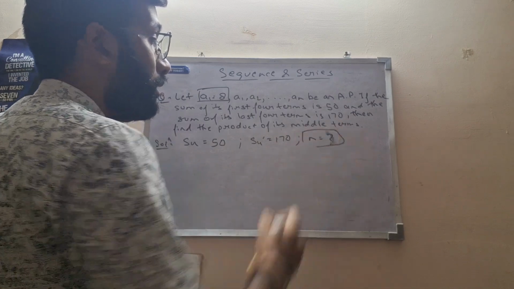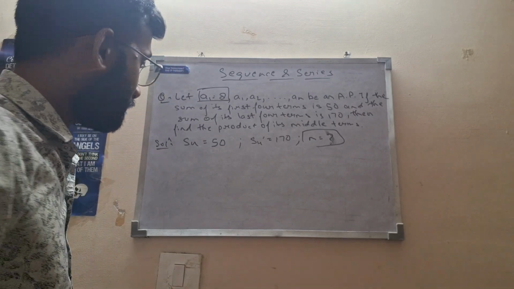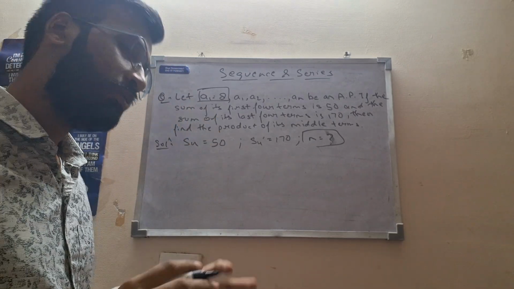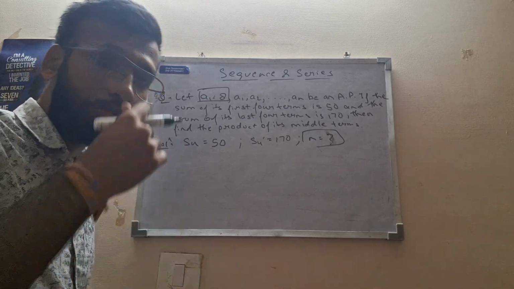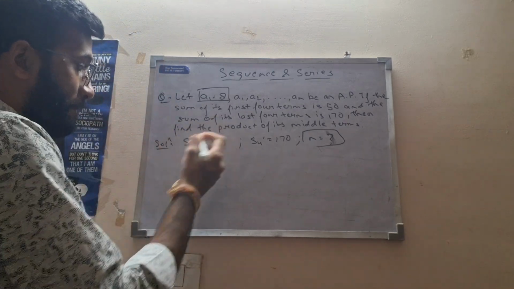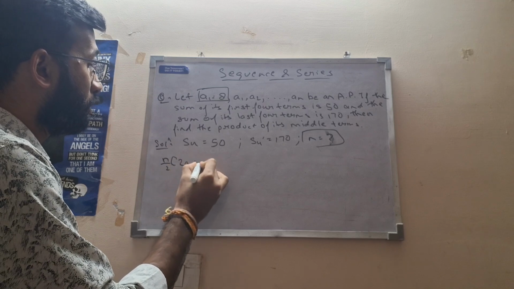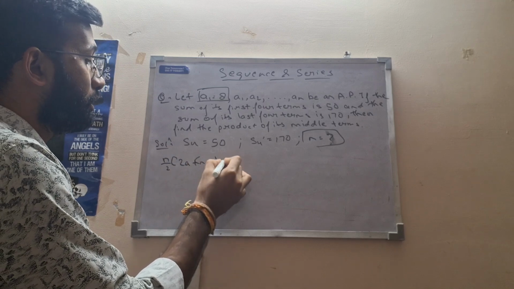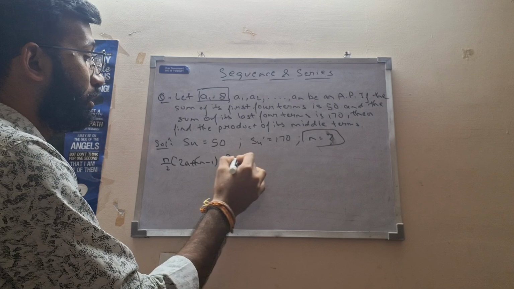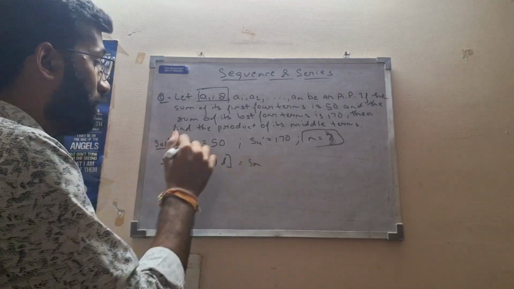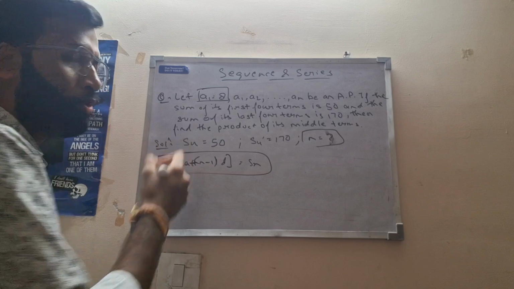Okay, so how can we find that? Suppose we know the value of the sum of the first four terms. We know the formula for the sum of an AP, that is n/2 [2a + (n - 1) d]. Okay, this is the formula for Sn. We know S4, we will utilize this.